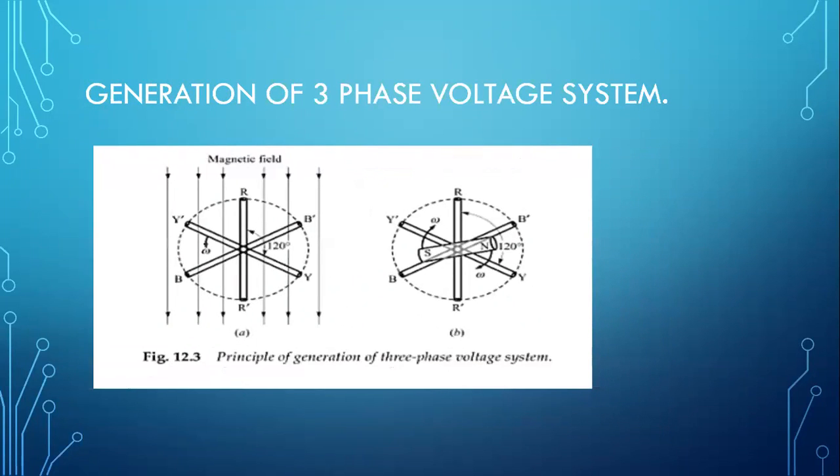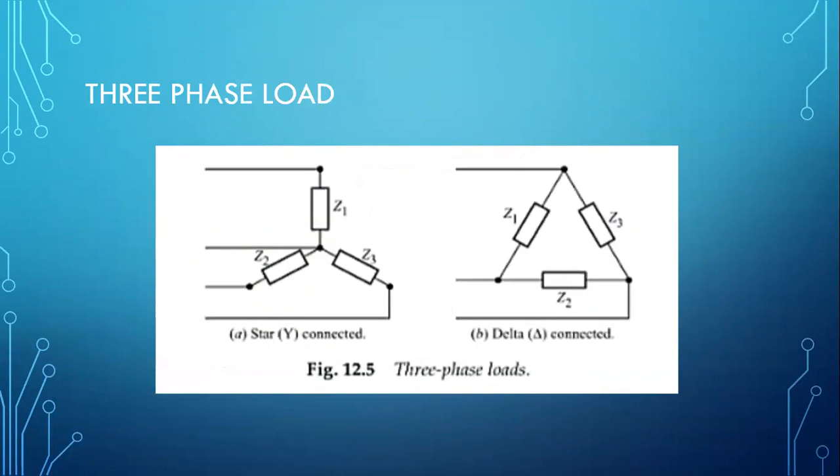So this is regarding generation, where we have a magnetic field and we'll be rotating a coil or winding. Okay, and as per its orientation, we can generate a three phase voltage. Now these are the two basic connections we have in three phase. So this we are talking in terms of load. So a load can either be connected in a star or it can be connected in delta.